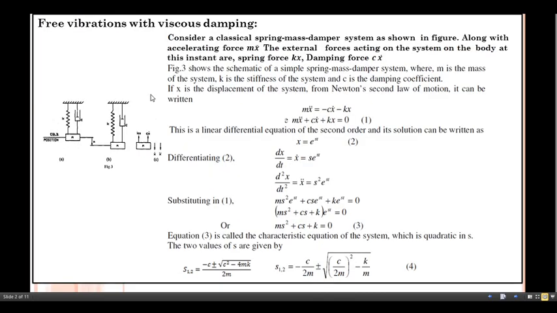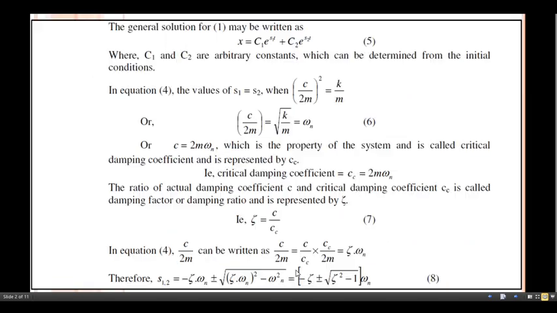Now in equation number 4, consider the case where the values of s1 equals s2. If you look at this equation, when this value and this value become equal, in short c divided by 2m whole bracket square equals k by m, automatically s12 becomes equal. So whatever is written inside that bracket, we just write it here: c divided by 2m whole bracket square equals k by m.